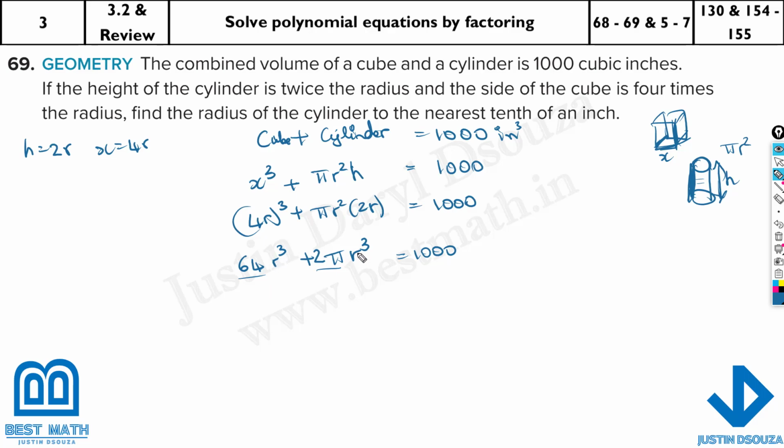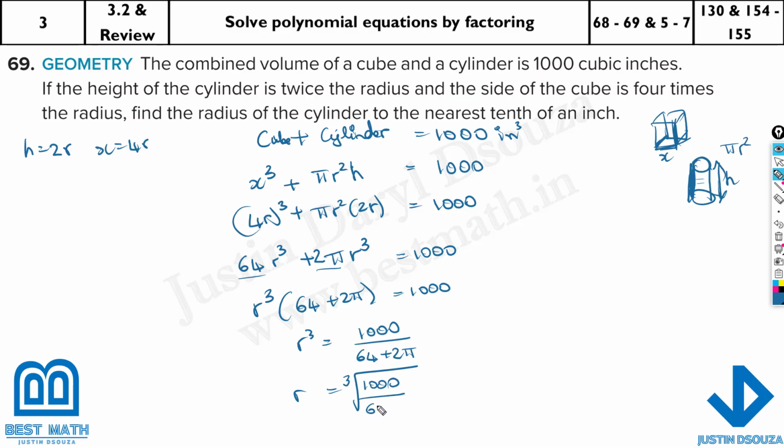So what you can basically do is, I'll remove r power 3. It'll be 64 plus 2 pi, that is equal to 1000. They need it to the nearest tenth, so I'll just take it to the other side. r cube will be equal to 1000 divided by 64 plus 2 pi. Then you can take the cube root on both sides. So the cube root of 1000 divided by 64 plus 2 pi is the radius of this particular cylinder.